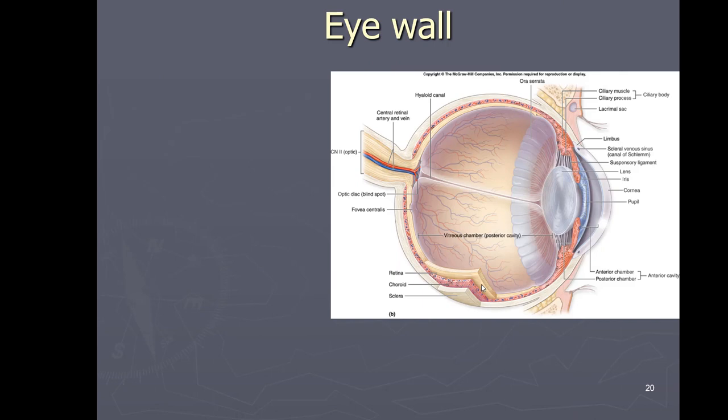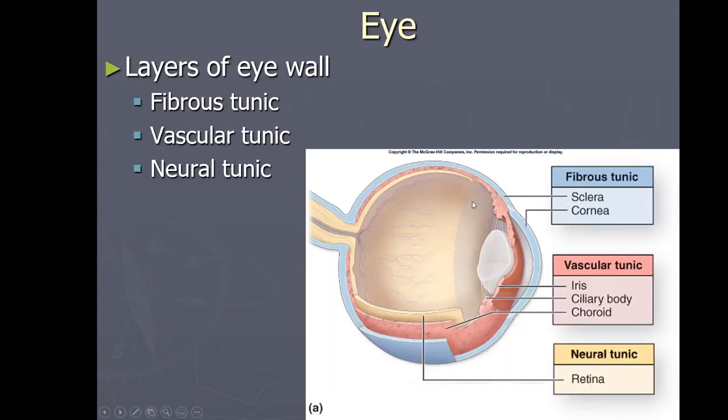All right, so the layers of the eye wall include the fibrous layer, which is the outermost, the middle layer, which is called the vascular layer or tunic, and then the inner layer, which is called the neural tunic. We're going to go through them in that order and talk about the different parts of the eye and what they do.